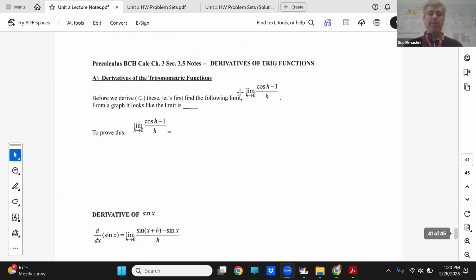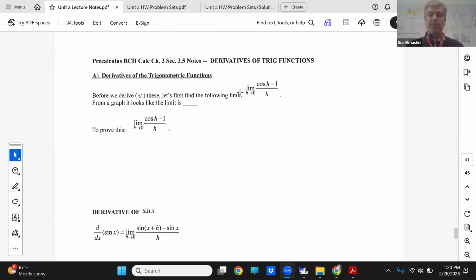Okay, so let's start with trig derivatives. Here we go. If you're using an iPad or a tablet, we're on page 41 of the PDF. So, derivatives of trig functions. Before we start talking about derivatives of trig functions, we should do some work with limits. We actually do need to understand this limit here: cosine h minus 1 over h, the limit as h approaches 0.